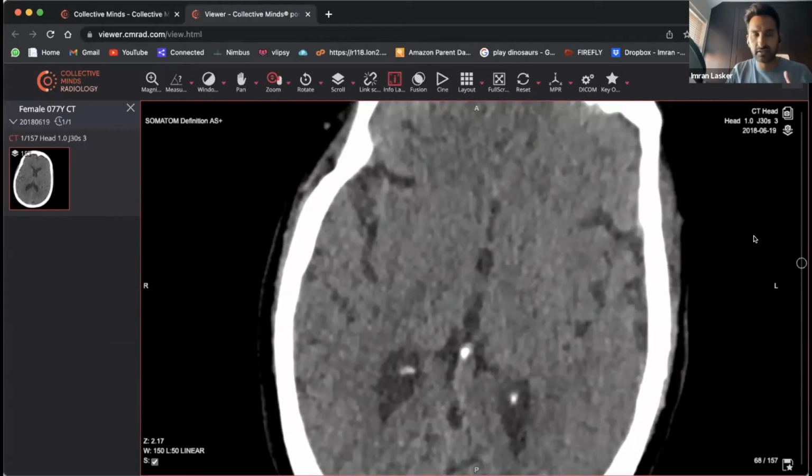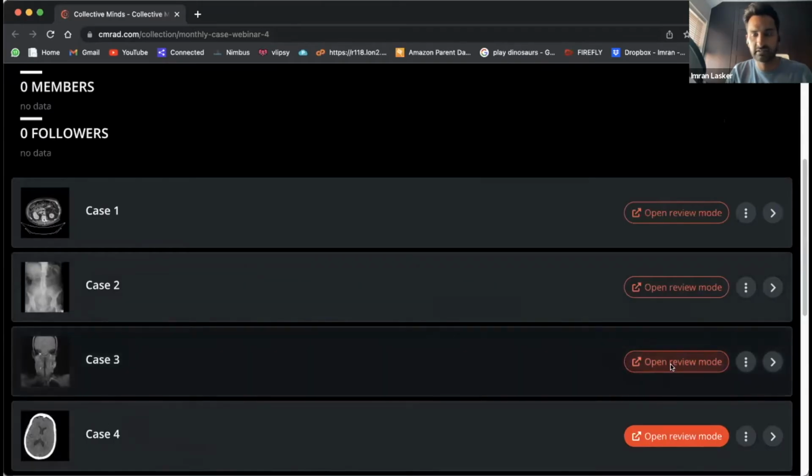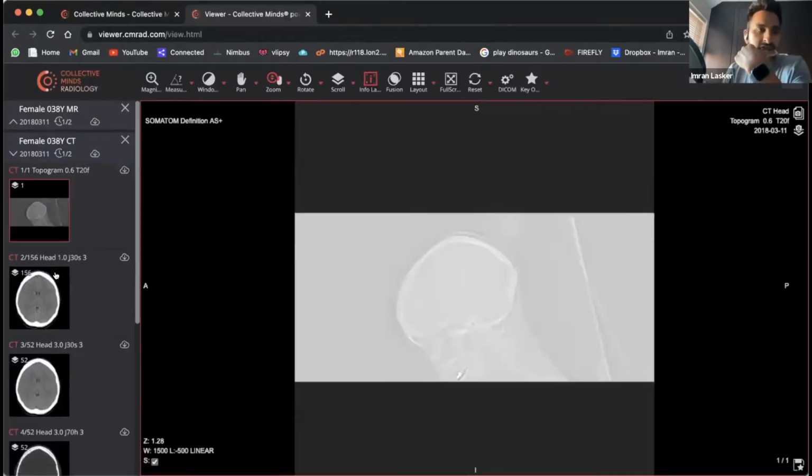If I remember correctly, I might have uploaded the CT scan for those of you that don't believe. Let's see, I think this could be the CT scan, so let's have a look. So case number 2.